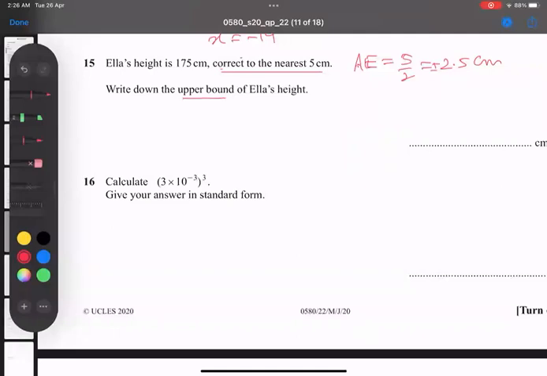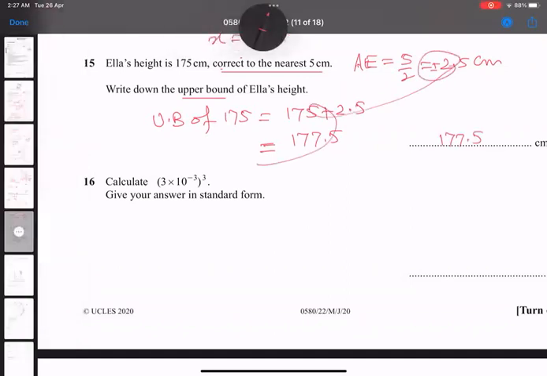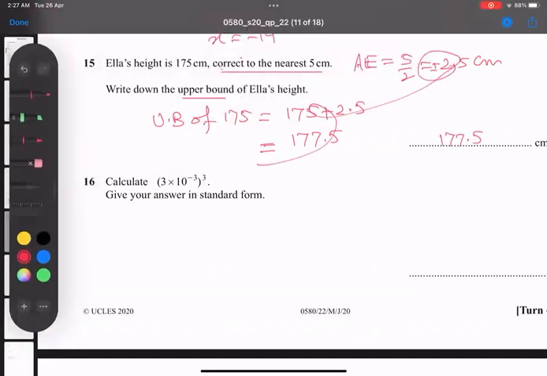He's asking for the upper bound. So how do we get the upper bound of 175? Not a hard job. To 175, add that 2.5, and I'm getting 177.5. If he says lower bound, then I will not add, I will subtract, because plus and minus is available. You can see easily.